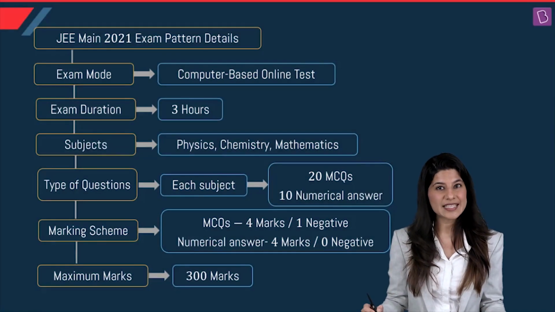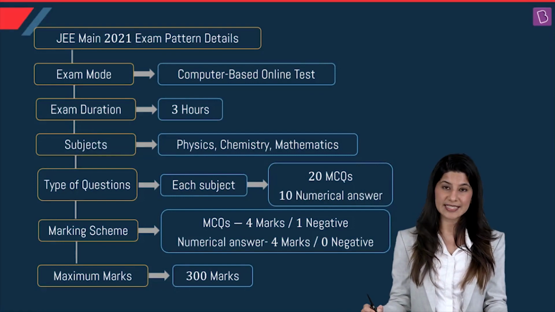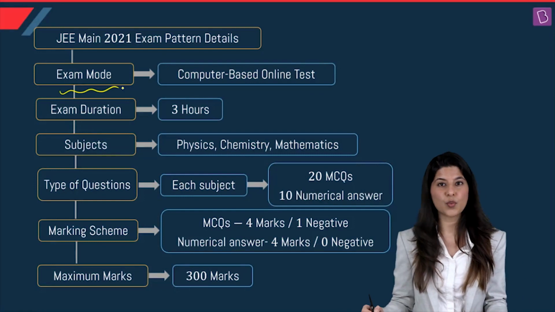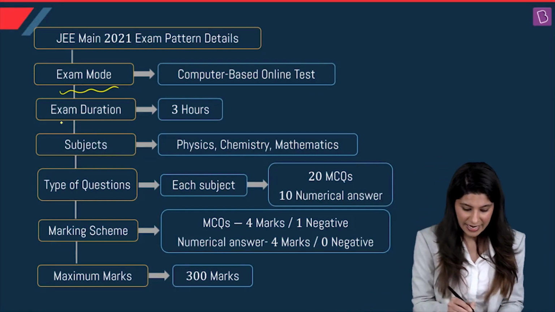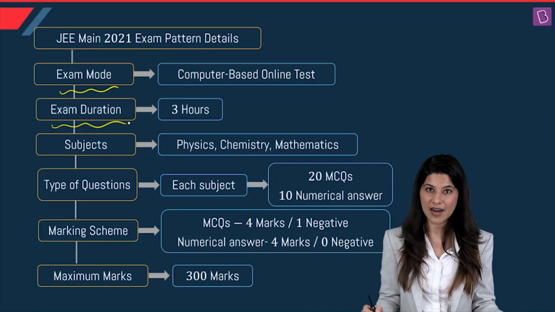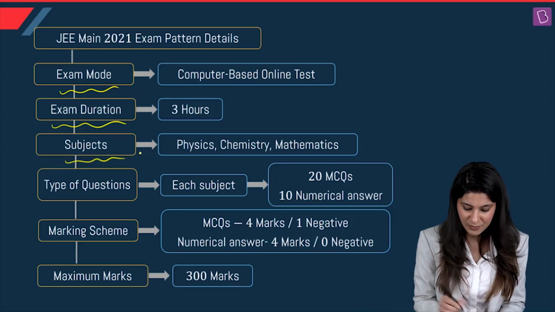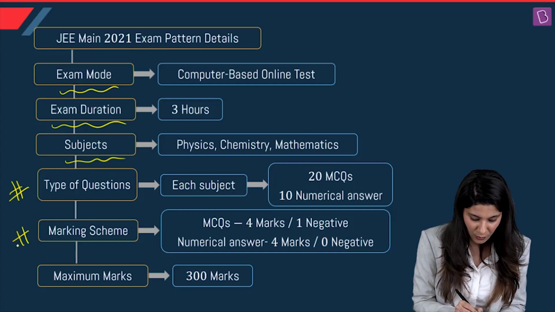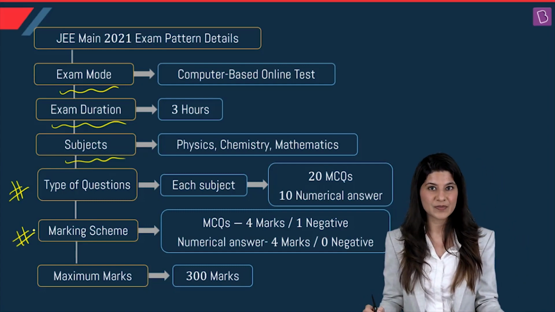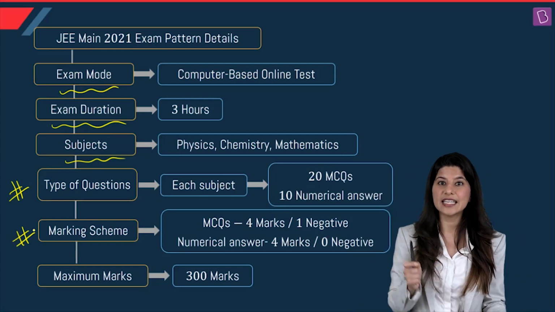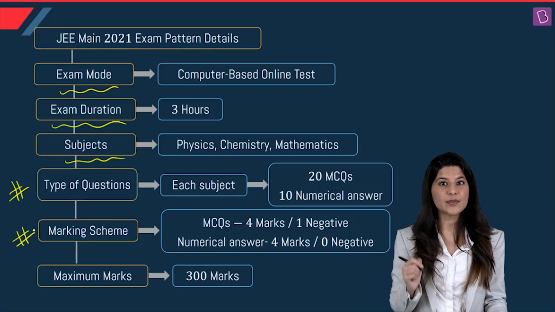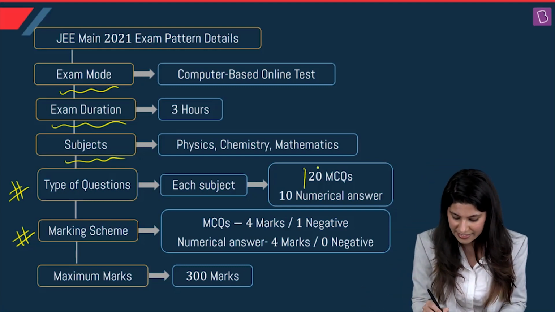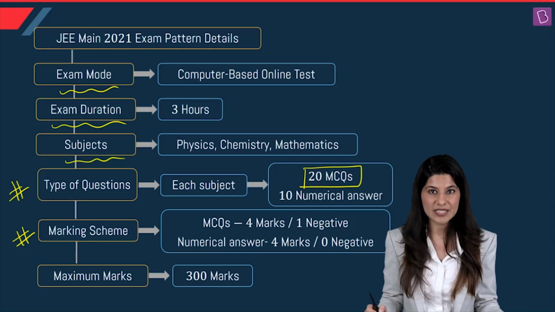On your screen, you can see the JEE Main 2021 exam pattern details. Of course, you know the examination mode was online and the exam duration was 3 hours. The subjects were physics, chemistry and mathematics, but this year the types of questions changed. Each subject had 30 questions, divided into two sections. Section 1 contained 20 MCQs.